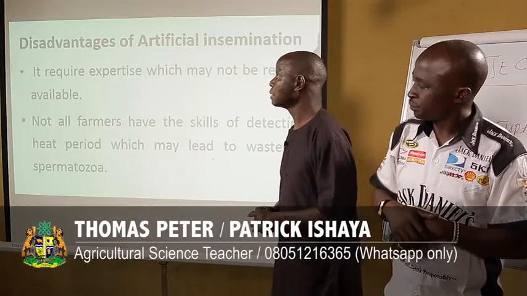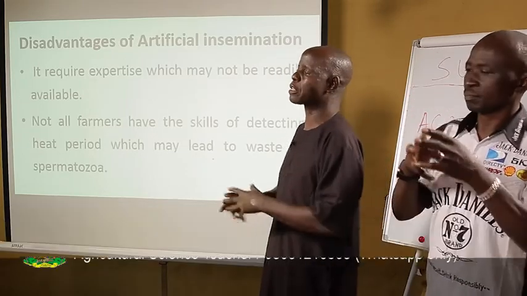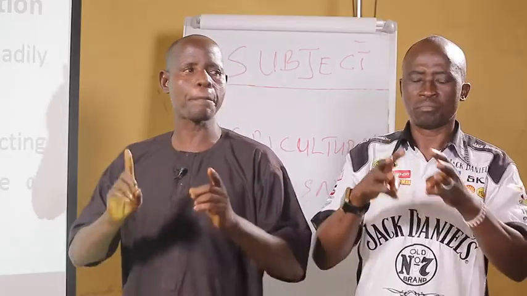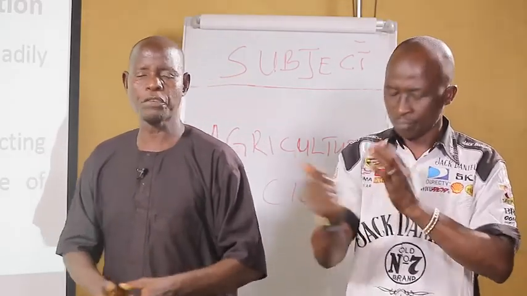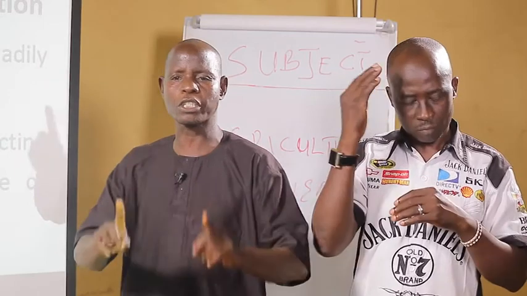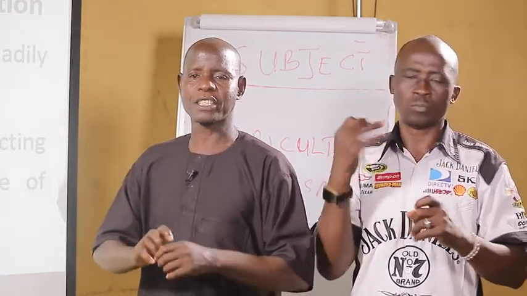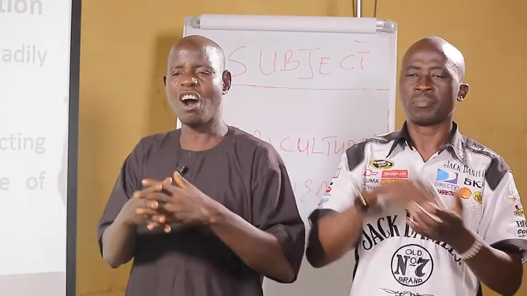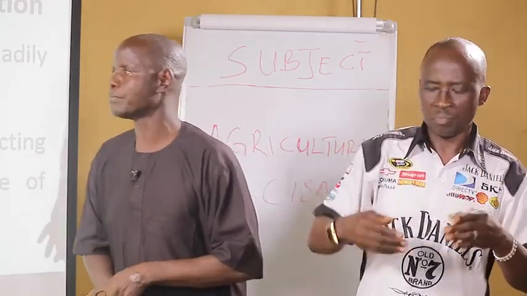However, artificial insemination has some disadvantages. 1, it requires expertise which may not be readily available. Before you are involved in artificial insemination, you must be properly trained. If you are not trained, you may injure the animal and make it sterile. It may not be able to give birth again, or you may introduce other diseases into the animal.